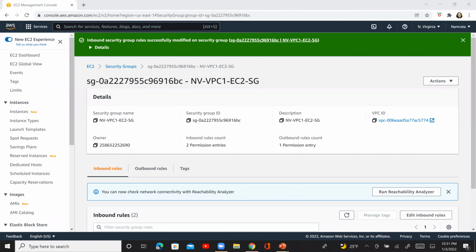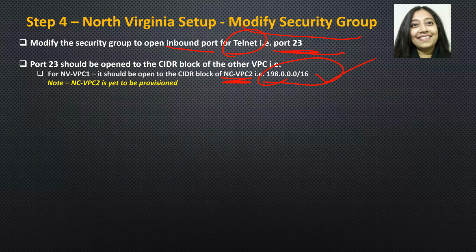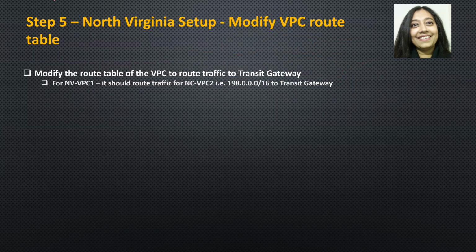And we are good. So we made this change. So we modified a security group to open this port, and it should be open for this CIDR block. So step 4 is done. Step 5, modify the route table of the VPC to route traffic to transit gateway, right? But what traffic are we going to route to transit gateway? Traffic of the other VPC, right?